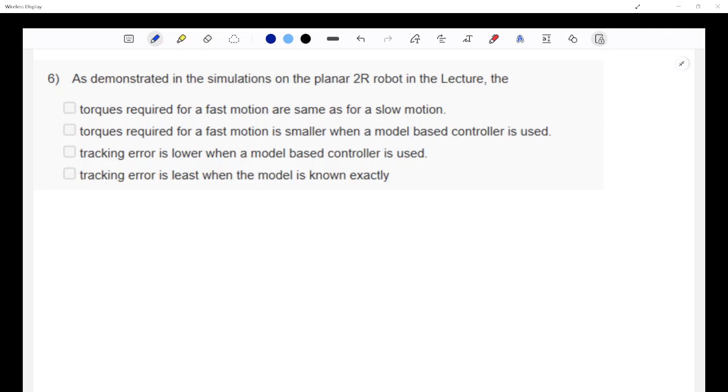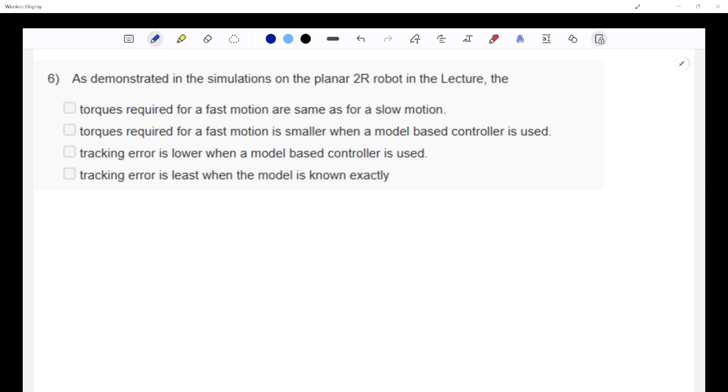So the observations that we had from there are fast motion leads to large non-linear effects. Larger torque is required, larger errors are there, especially with PD. So torques are not the same for fast and slow motion. The second observation that we had was for the model-based controller, that it cancels the nonlinear terms, produces smoother torque and requires less torque variation. It improves the tracking, right?